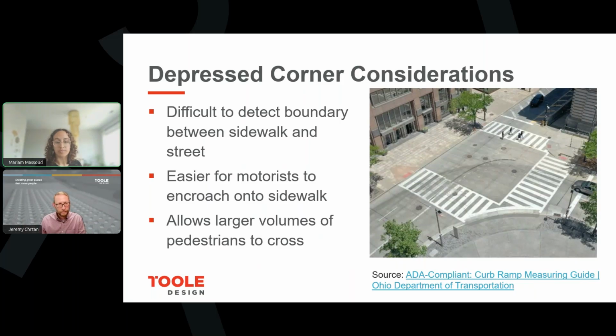And then one advantage of a depressed corner is that it does allow a larger volume of pedestrians to cross. And so that's why you might see this design or consider this design at really high activity urban areas, maybe in a downtown core or on a college campus where a lot of people are crossing all at the same time.